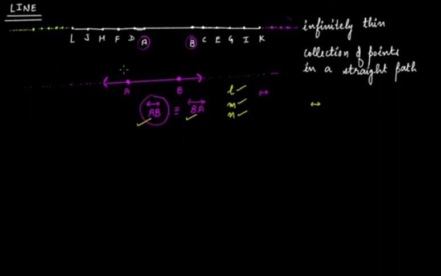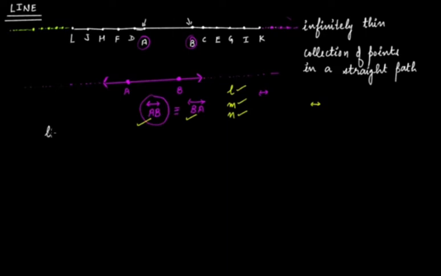Now if I take simply these 2 points, A and B, someone may ask: you told me that a line has no endpoints, that it has no limits and will go on either side. But if I simply ask what is the length of this segment between point A and point B, that's what a line segment is.